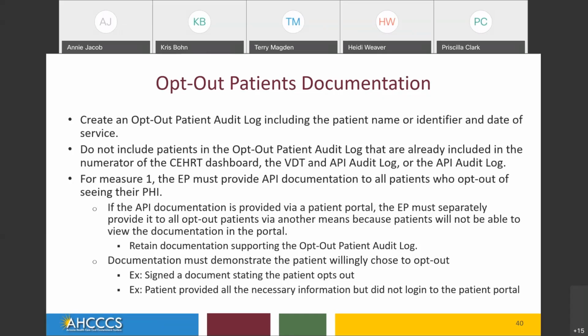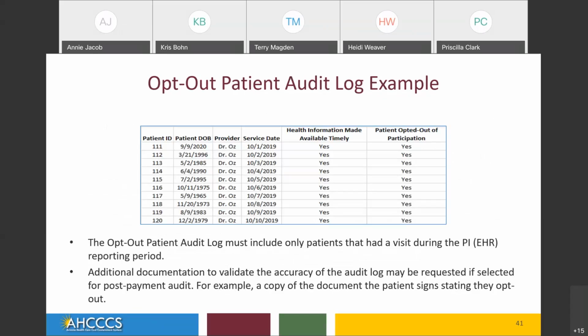Documentation must demonstrate the patient willingly chose to opt out. For example, a signed document stating the patient opts out, or the patient provided all the necessary information but did not log in to the patient portal. This is an example of what a patient audit log looks like. The opt-out patient audit log must include only patients that had a visit during the PI reporting period.